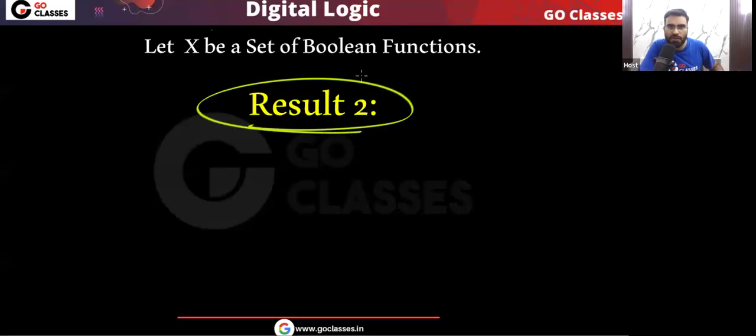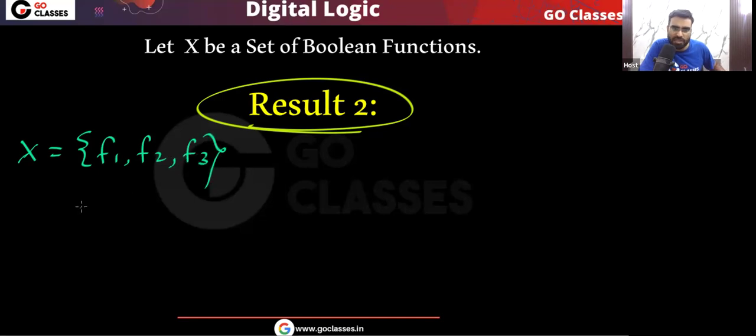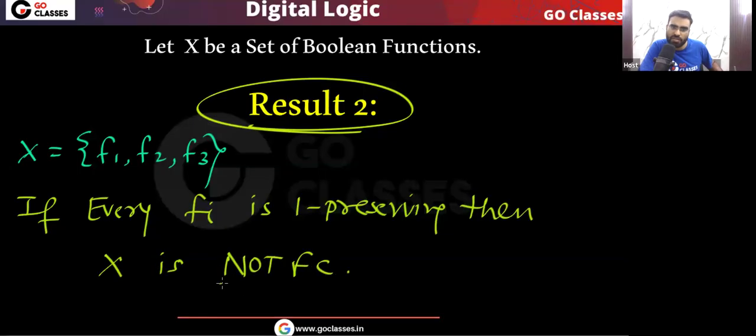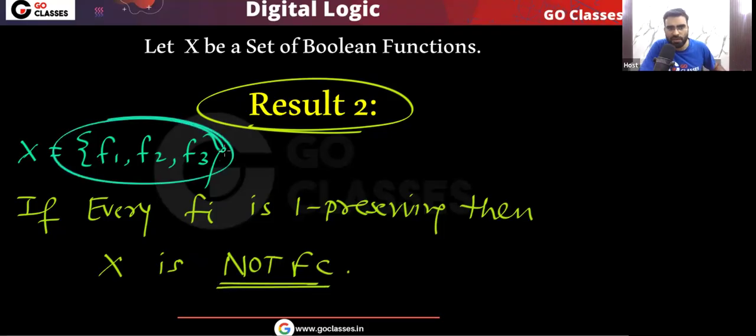The result number two is: this is your set X, a set of Boolean functions. If every fi is one preserving, then X is not functionally complete. This is a very simple result. Is this clear? If each of them is one preserving, then X is not functionally complete.